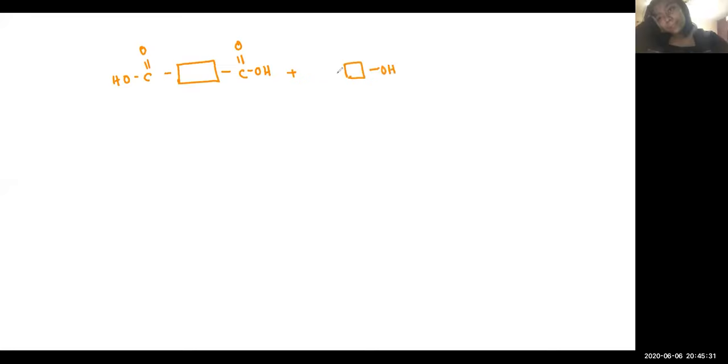if I have a carboxylic acid here and a carboxylic acid here, and then I have a diol here, and then we have a carboxylic acid again. So what's going to happen?